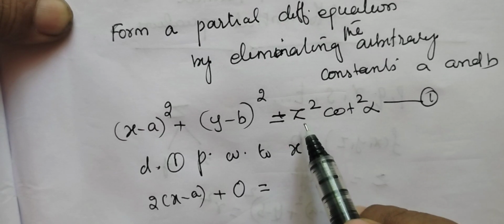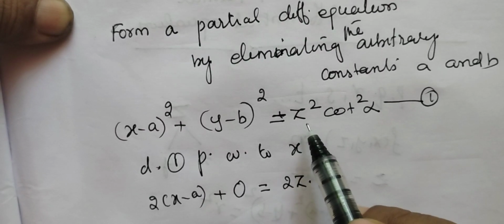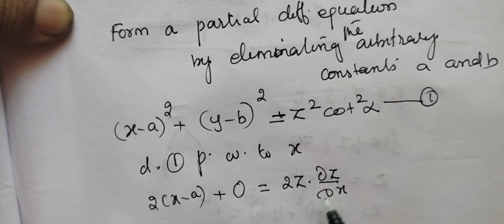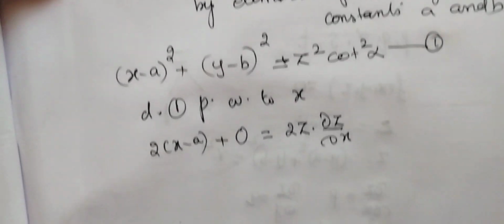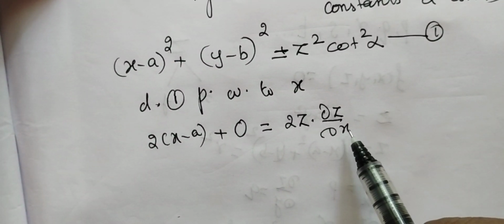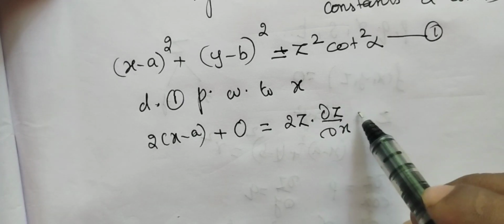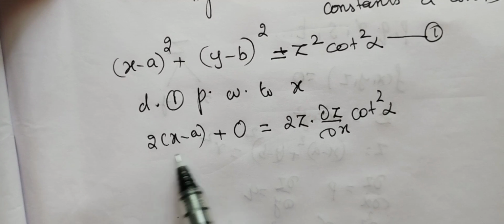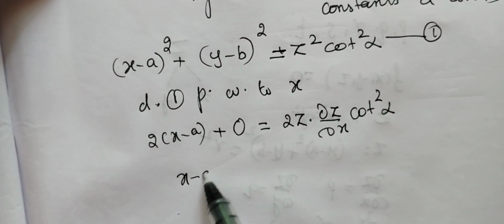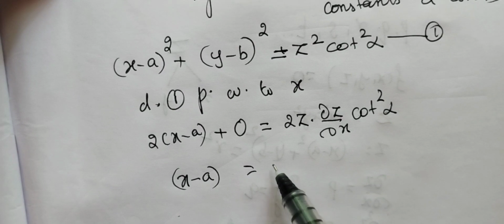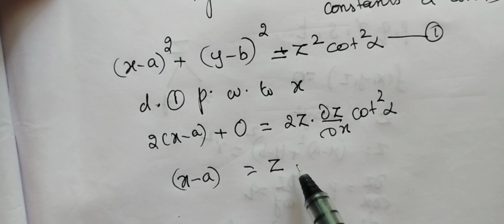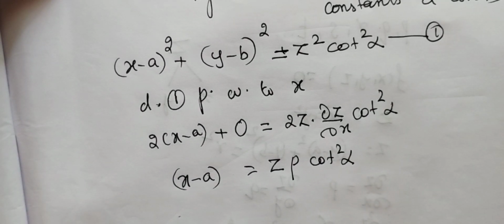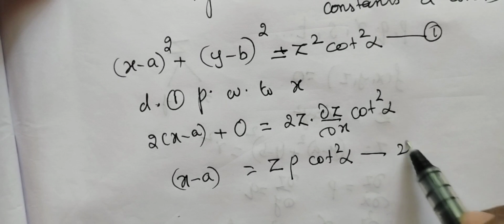equal to z square, that is 2z, and z differentiation is dou z by dou x. So whenever we differentiate with respect to x, you should apply the differentiation for z, and this cot square alpha is a constant, keep the same. So now dividing by 2, x minus a equal to z into dou z by dou x, that is p, cot square alpha. Now you take this as equation number 2.